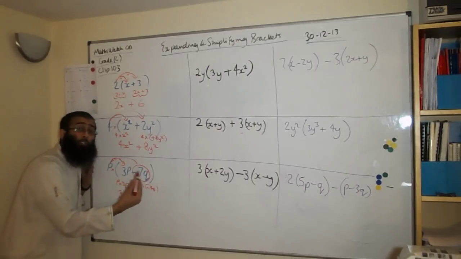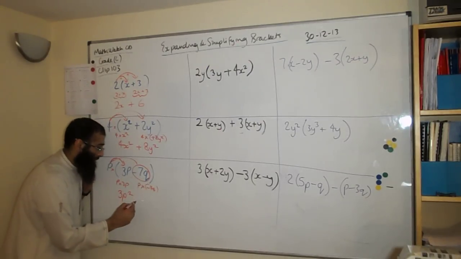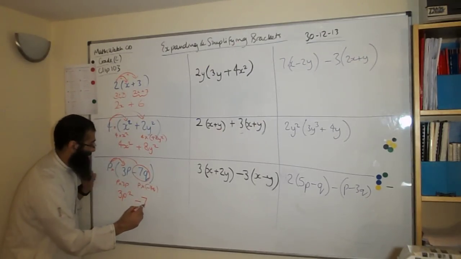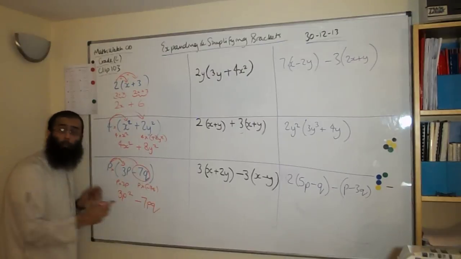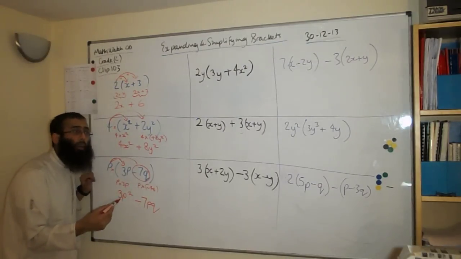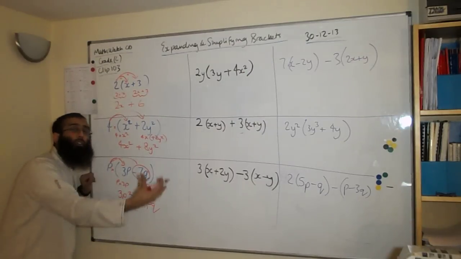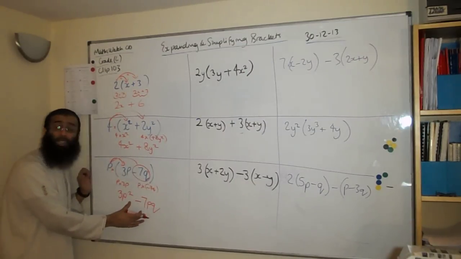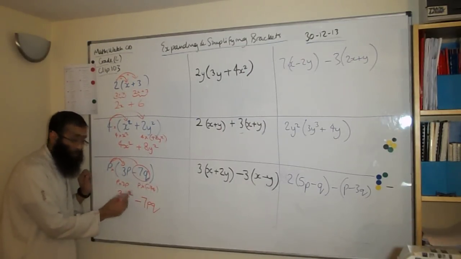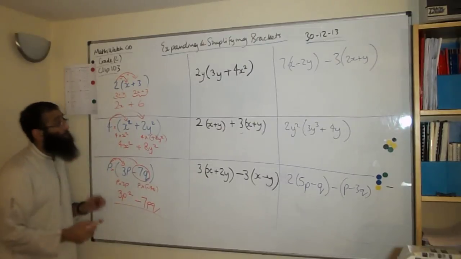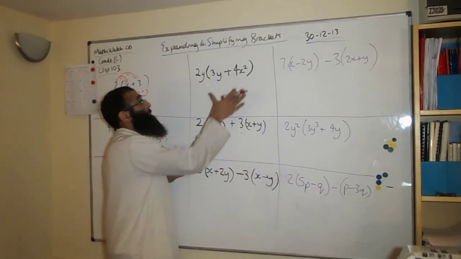So p times minus 7q. Now here come the negative numbers again into the question. So that will give you minus 7pq. Now remember, the p and the q won't combine to give you something squared, because the p is one item and the q is another item. P times q simply becomes pq. So you won't get a squared item in this particular part here. Done.